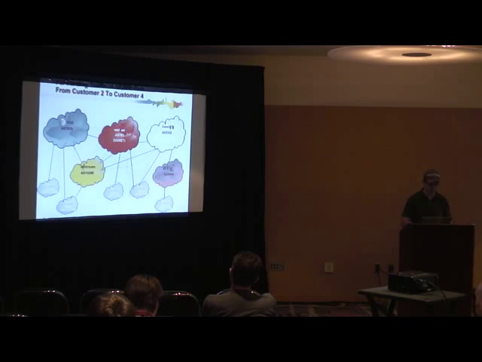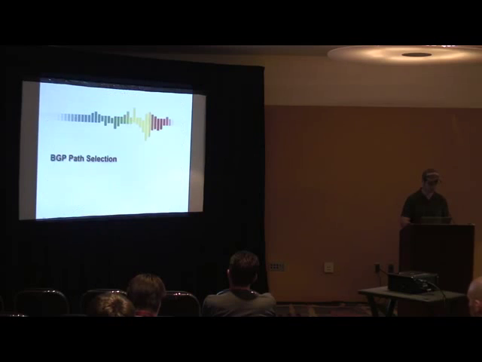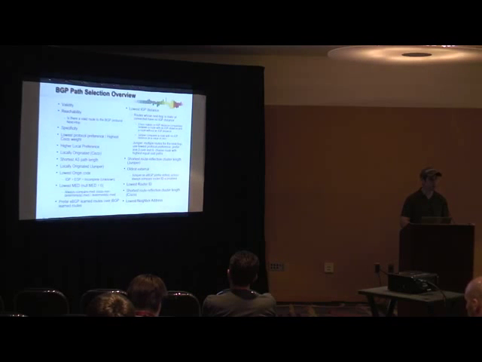So if we go back to the customer 2, customer 4 picture, these very light gray arrows are the route propagation information. But if we look at customer 2's perspective, he's got 3 equally good paths to reach customer 4. There's one through AT&T and UUNet to customer 4, one through Allstream and UUNet to customer 4, and one through Level 3 to customer 4. So customer 2 has to choose between these equally good paths to forward on. So we do that through BGP path selection.